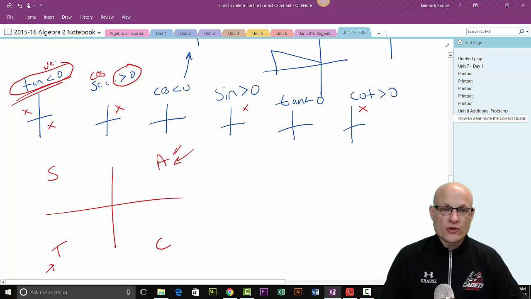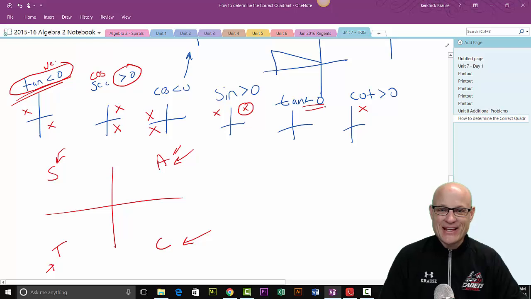And where else is cosine positive? Cosine is positive down here. So we are in the first or fourth quadrant. Cosine negative. Well, we just decided that cosine being positive over here, so cosine negative is over here. Where is sine positive? Well, we know something's always positive here, and then here's the S. So sine is positive here.